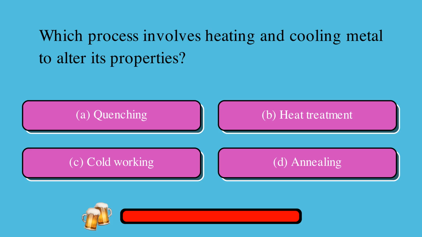Which process involves heating and cooling metal to alter its properties? Is it A. Quenching, or B. Heat treatment, or C. Cold working, or D. Annealing? The correct answer is B. Heat treatment.